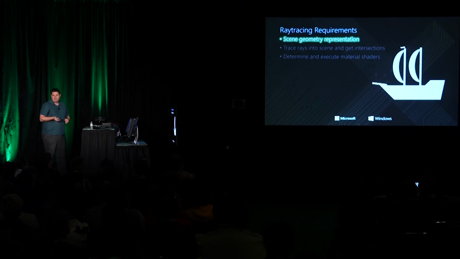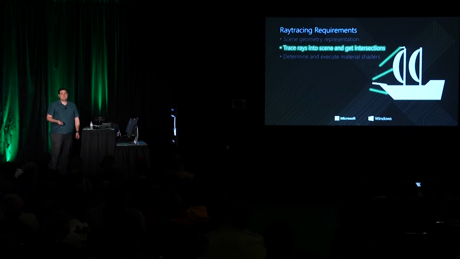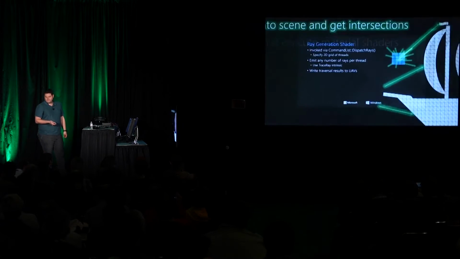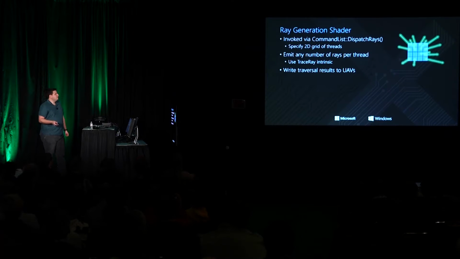So now we've gone over how we represent the scene itself using DXR. Let's talk about how we actually trace rays into the scene and get the intersections. This is done with a new command list API called dispatch rays. It's very similar to compute. You dispatch a 2D grid of threads, and then from within those threads, you can emit any number of rays from 0 to n using the new trace ray intrinsic in HLSL.